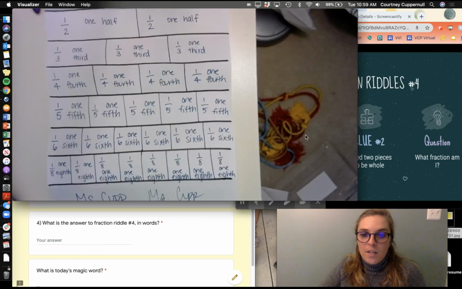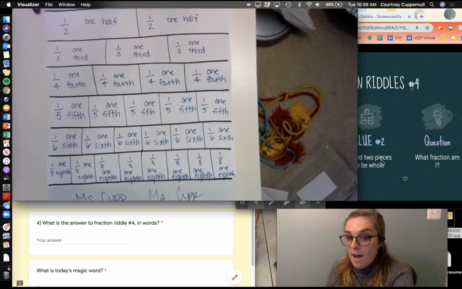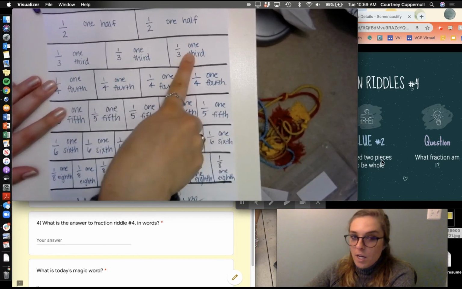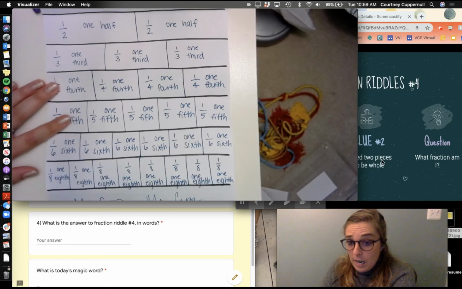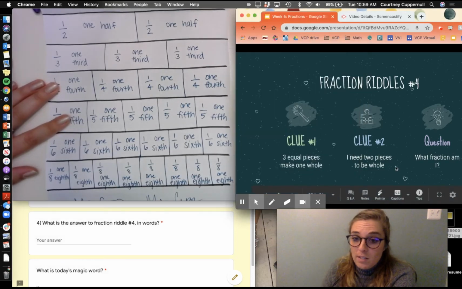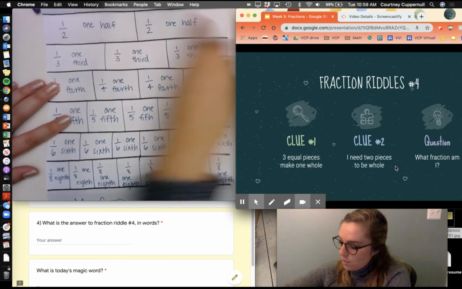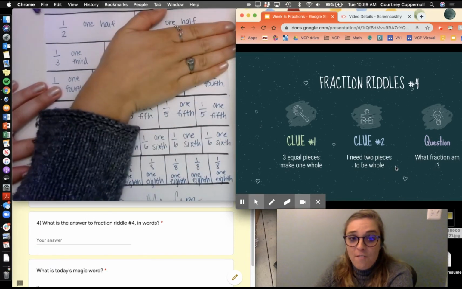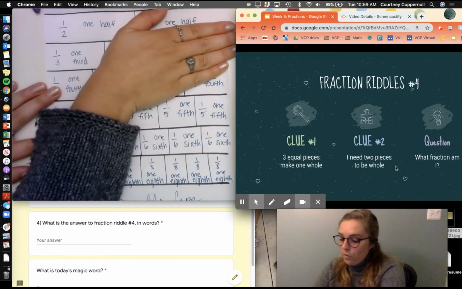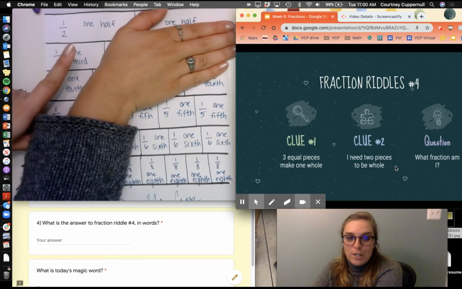So 3 equal pieces to make one whole. I know I'm looking at my thirds because I have 1, 2, 3 pieces to make one whole. So each of these pieces is a third. Each of them is 1/3. Good. Now it says I need 2 pieces to be whole. So I'm going to start at my whole strip. In this case, this would be 3/3. I'm going to count back 2. 1, 2, cover that up. If I need 2 pieces to be whole, that means I only have 1/3. That means the fraction that is this riddle is 1/3.